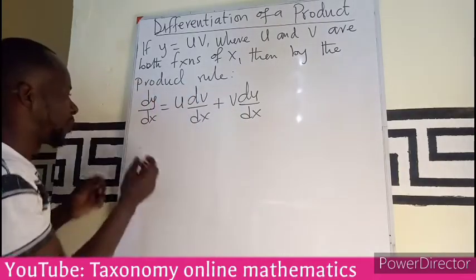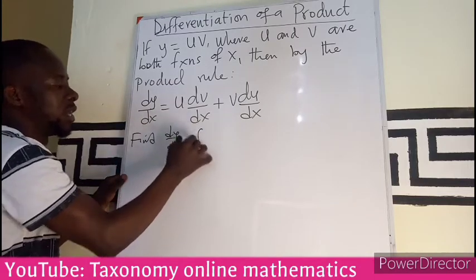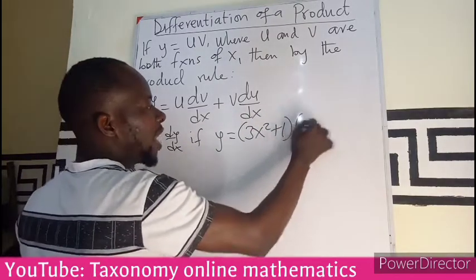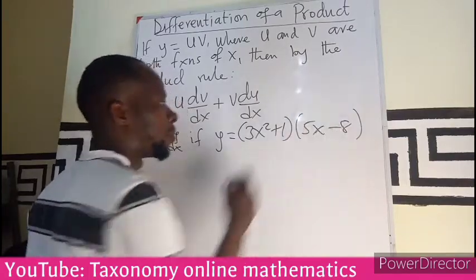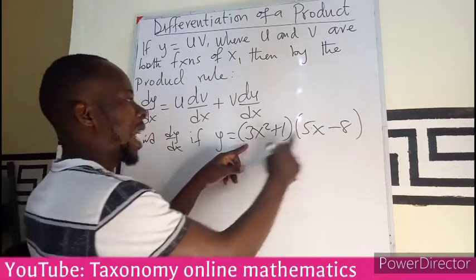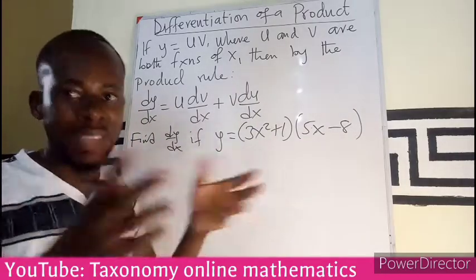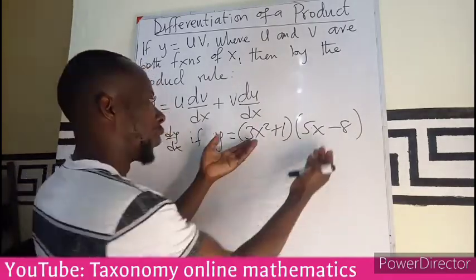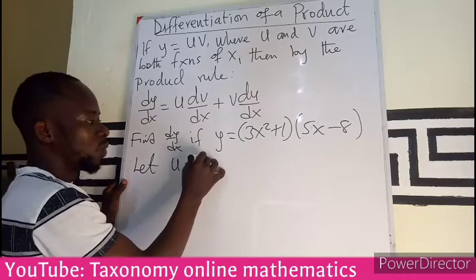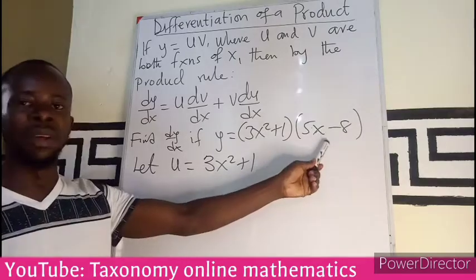So if I'm asked to, for example, find dy/dx, if you have y equals, let's say, (3x² + 1)(5x − 8). If I have a function like this, yes, we know that these are products, they are multiplying. We can expand the bracket to get a linear sum of functions, but we can also take this being our u. So let u equal 3x² + 1. This is the u function and this is the v function.